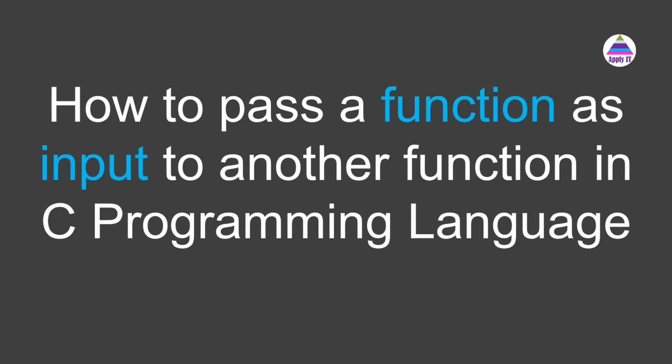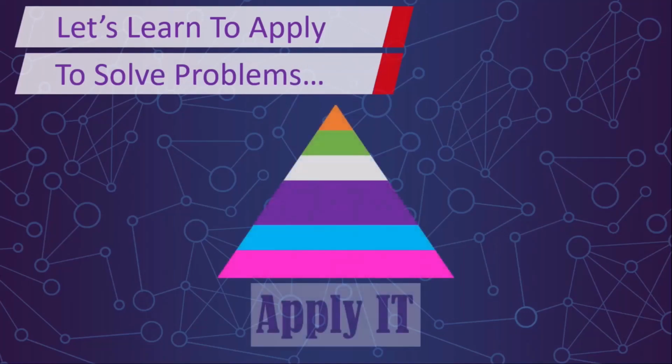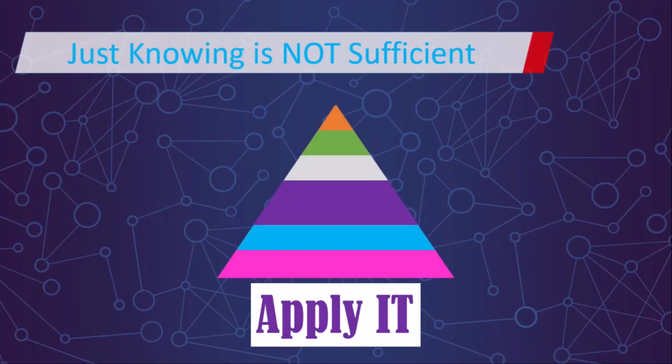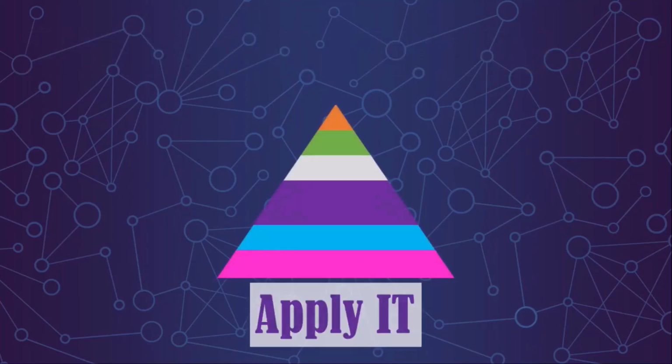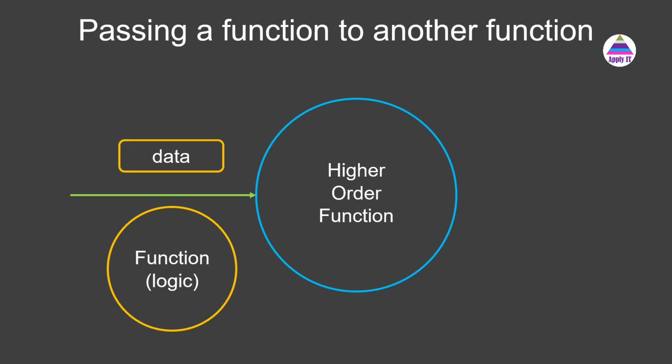In this video, we are going to learn how to pass a function as an input to another function in C programming language. Generally, we pass some data as an input to some function, but we can pass a function as an input to another function, or we can return some function which generally represents some logic as a return value from some function.